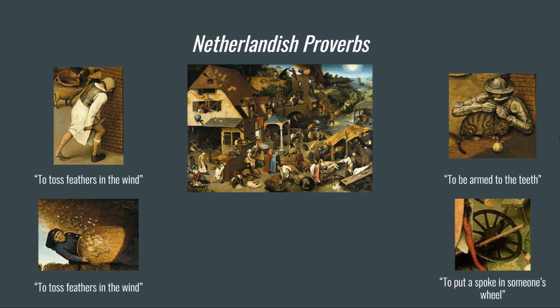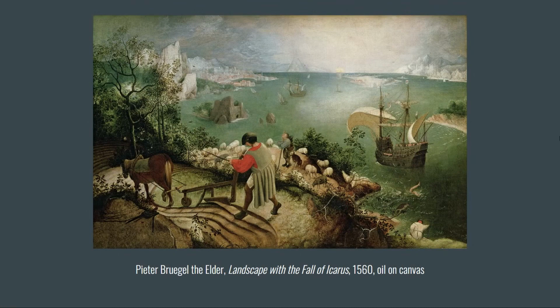However, one of his most well-known paintings, The Fall of Icarus, poses the question: what, if anything, will become of our greatest hopes and dreams? Immediately looking at this painting, it is an oil-on-canvas painting, 2 feet 5 inches by 3 feet 8 inches, painted in 1560.